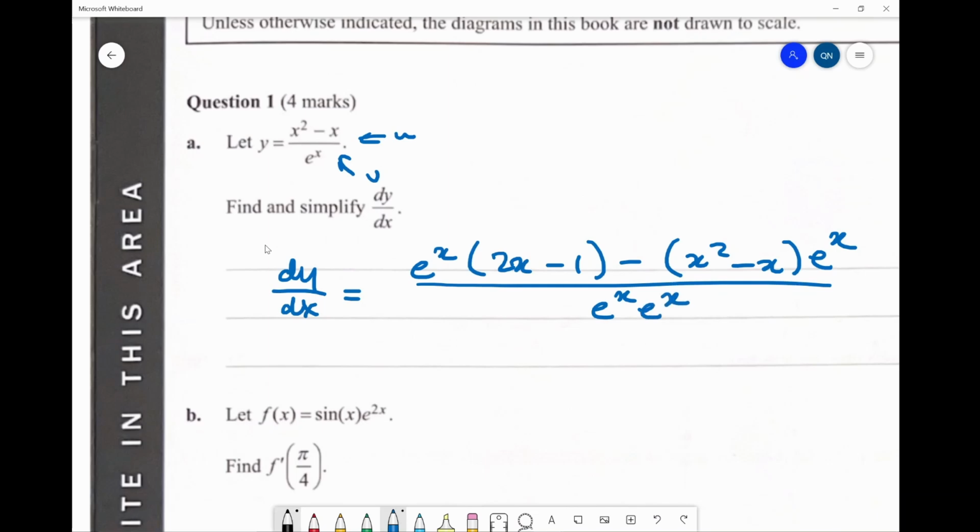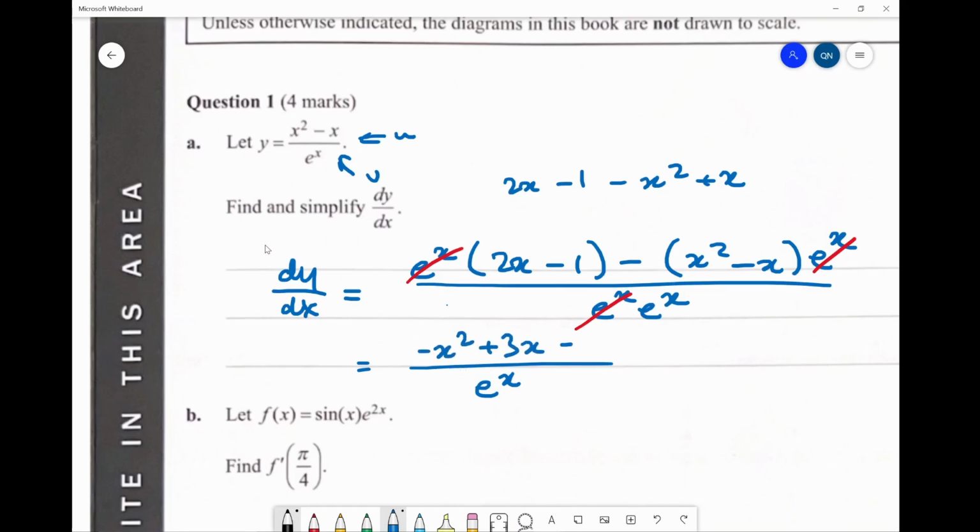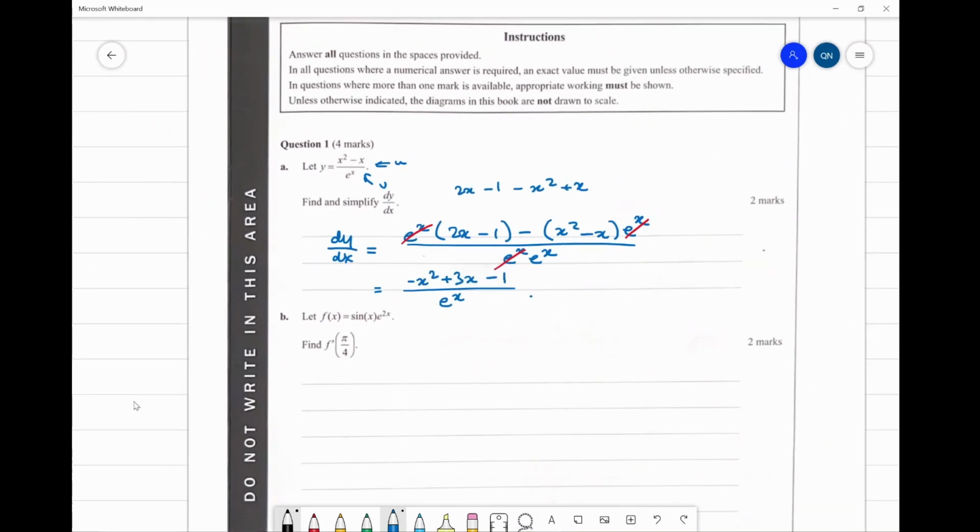I'll just write it like this, and then notice that we can cancel a bunch of stuff. So we have cancel, cancel, cancel, and what are we left with? We are left with something over e to the x. And what is that something? Well, we can probably think about this over here. We have 2x, we have minus 1, we have a minus x squared, and then we have a double negative, so a positive x. So what we end up with is a 3x, and then we have, let's write it as negative x squared plus 3x and then minus 1. And that's our derivative.